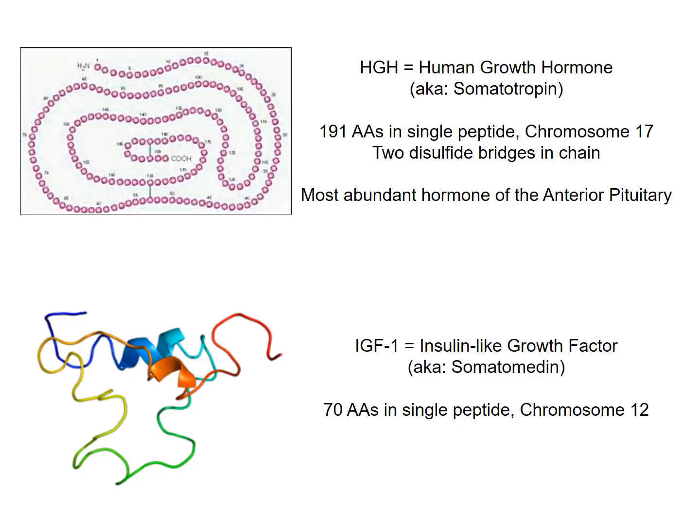Interesting, growth hormone is the most abundant hormone of the anterior pituitary gland. So you can look at all these hormones that come out of the anterior pituitary gland, and growth hormone is the one there in the highest amount. Okay, so these are protein hormones. These are not steroids.